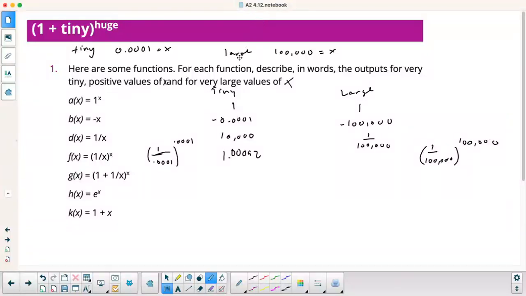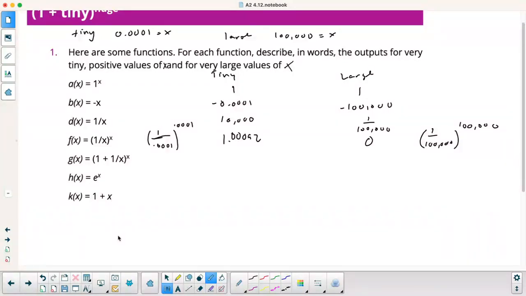So this gave me 0. All right, so then I do these one. Now this is actually your formula for E, okay? So if I plug in 1, I'll come down here, plus 1 over 0.0001 to the 0.0001, and then same thing here, 1 plus 1 over 100,000 to the 100,000th. Let's see what we get.